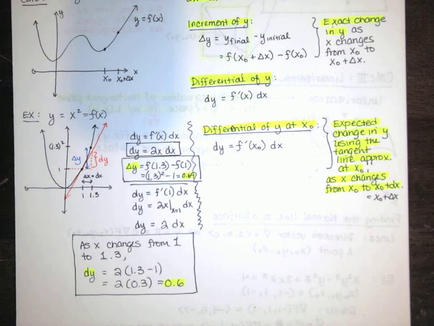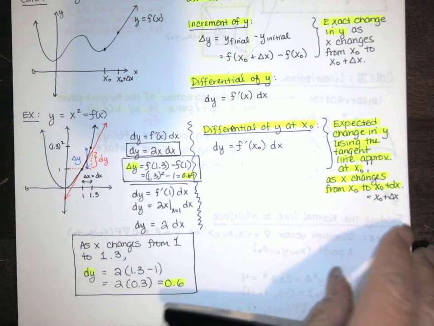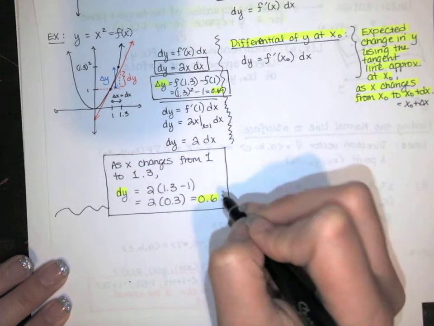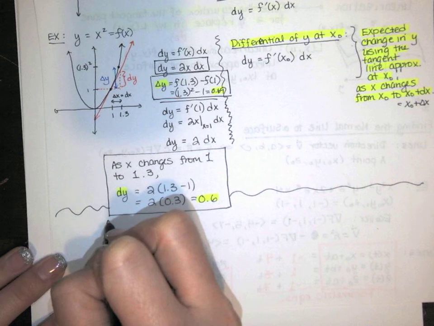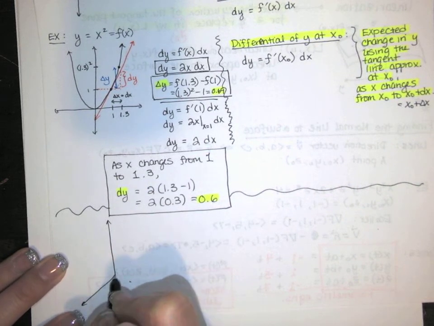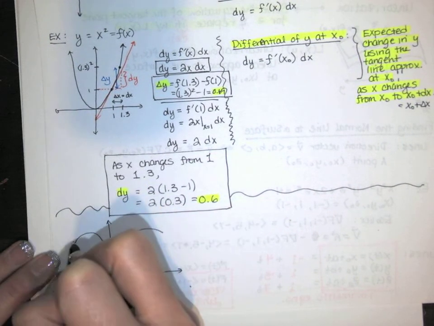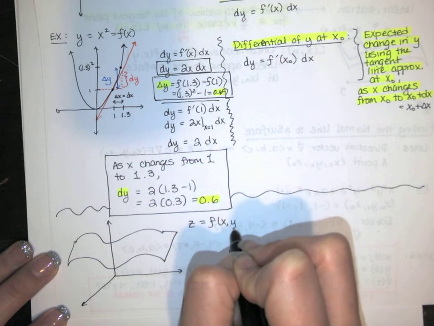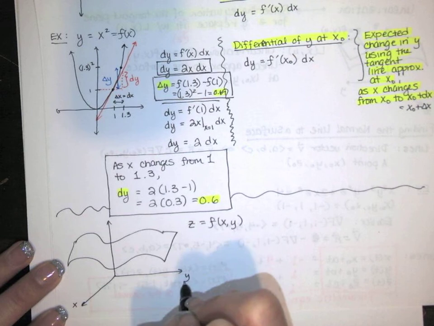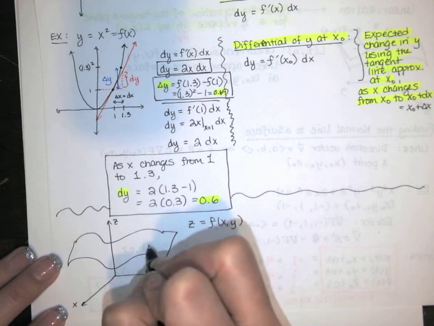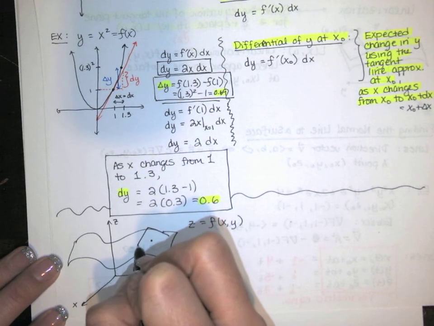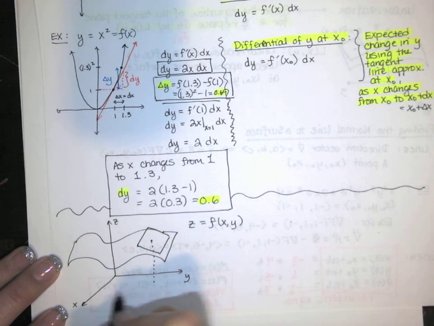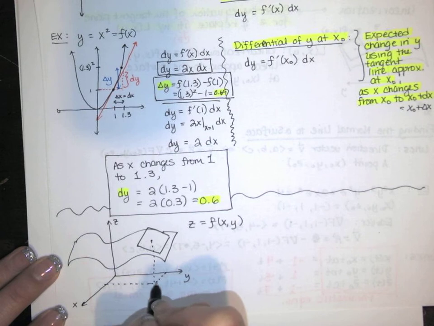Let's look at a Calc 3 version of all of this. I bet you can imagine where this is going. In Calculus 3, rather than using a tangent line to approximate our function, we've got a function of 2 variables, z equals f of x, y. We're going to use a tangent plane to approximate our function. And that's at some point x0, y0.